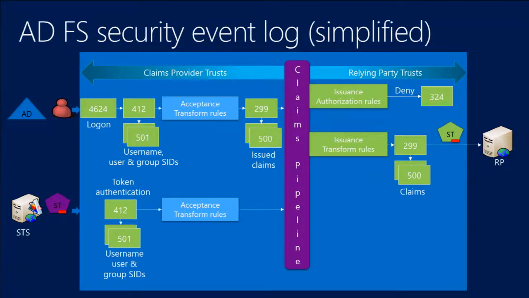Now, if you're presenting a token into the system, which we are, it's slightly different. We're getting the token, we're opening it up, we're looking inside the contents of the token, and we get a series of 501s, which gives the information about the claims received. All right? And then we've got the acceptance transform rules, and then we don't have the end of the processing of the acceptance transform rules that goes into the pipeline. It just simply has a 299, which shows you the issued claims.